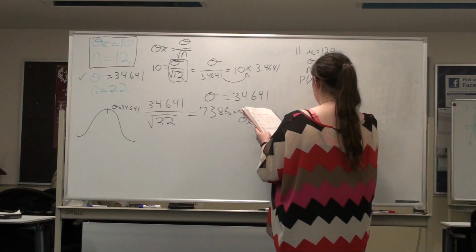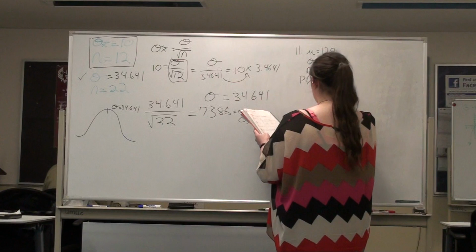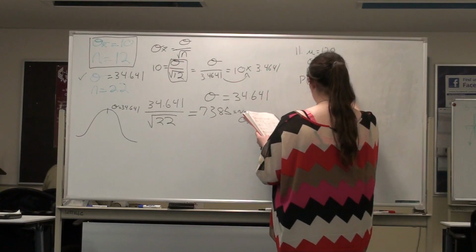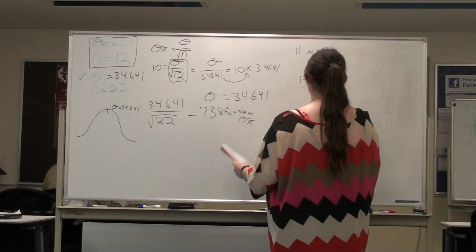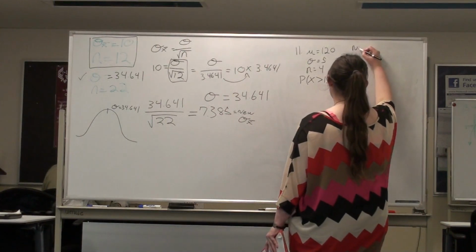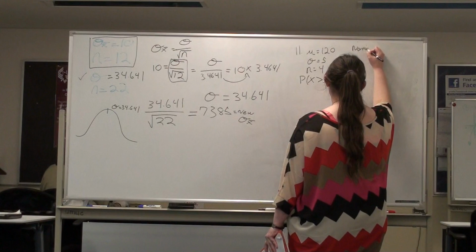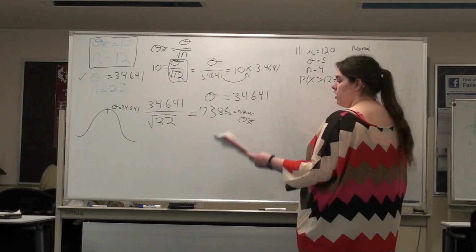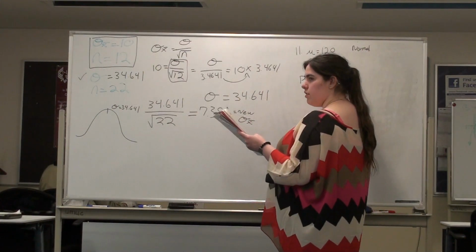What's the probability that the mean of the 4 scores is greater than 127? Is above 127. Okay. So right off the bat, you know they're normally distributed, right? So that means you can use z-scores for these, right?